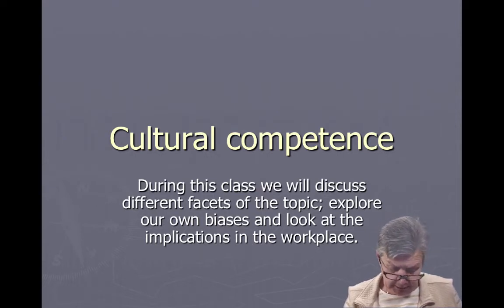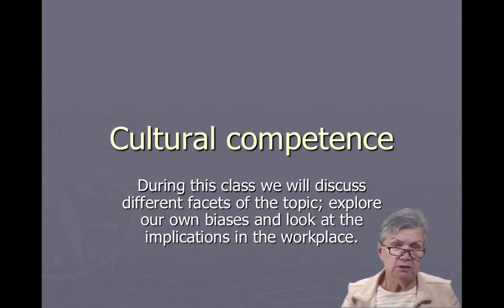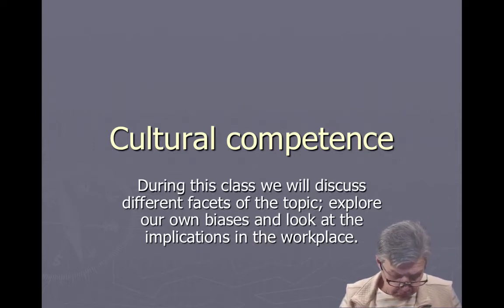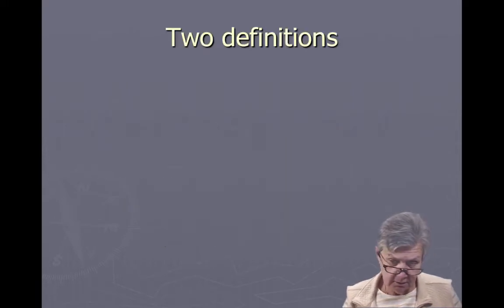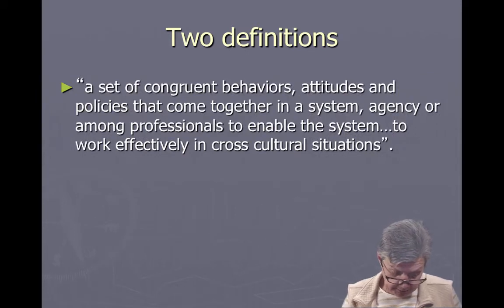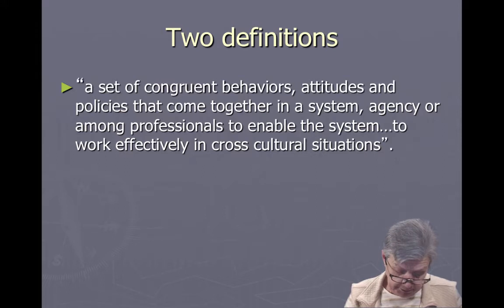E.B. Taylor is considered the father of cultural anthropology. He defines culture this way: culture or civilization, taken in its broad ethnographic sense, is that complex whole which includes knowledge, belief, art, morals, law, custom, and any other capabilities and habits acquired by man as a member of society.